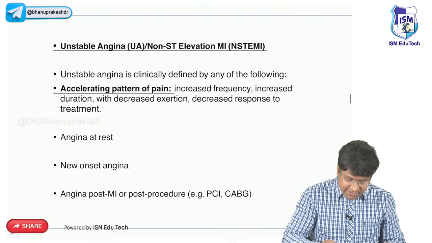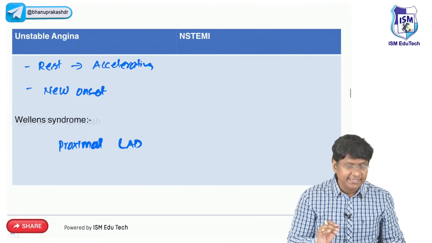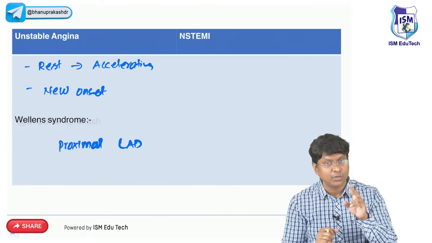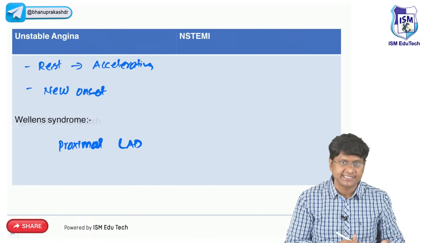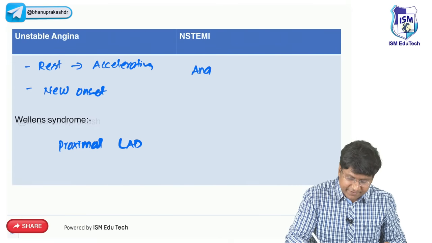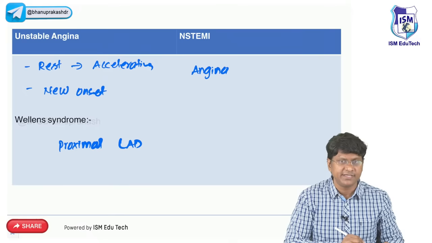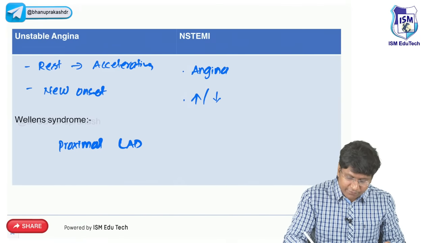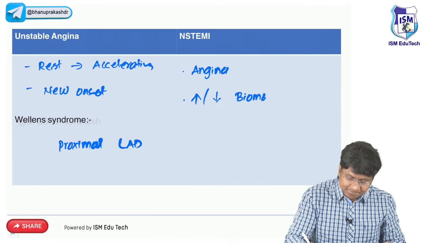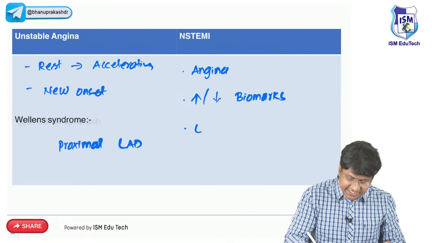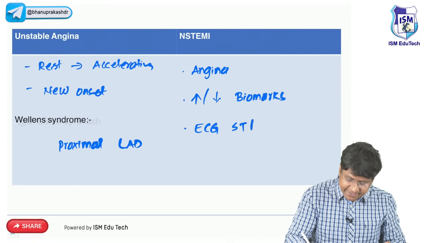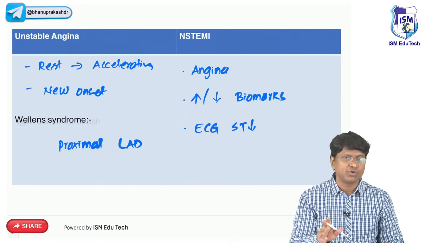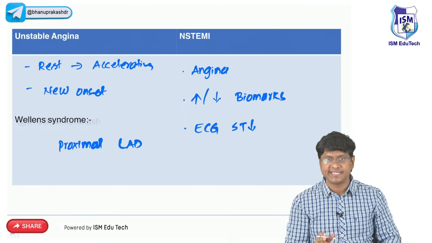Next, that was about your unstable angina. Then NSTEMI, so non-ST elevation MI. So three important points are there. Out of this, if two are there, we can consider it as NSTEMI. First and foremost, definitely angina is one important thing which can be there at rest. Then there will be rise and fall of the cardiac biomarkers, right? And ECG will be showing the ST segment depression. So these are the three important points. Out of three, if at least two are there, we can consider it as non-ST elevation MI.